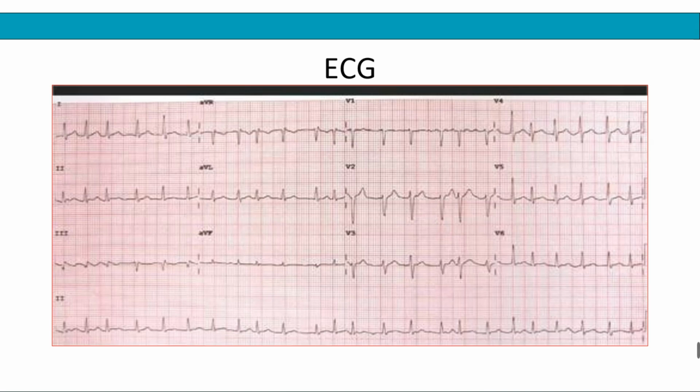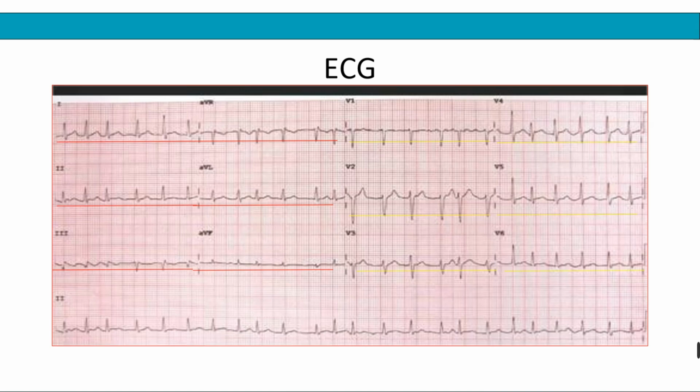Okay, so the leads. The ECG paper we've been given here has all 12 leads. You have your 6 limb leads, which are lead 1, lead 2, lead 3, and you have your AVR, AVL, AVF. Those together form your 6 limb leads. Then you have your 6 precordial leads, V1, V2 to V6. Those are your 6 precordial leads.